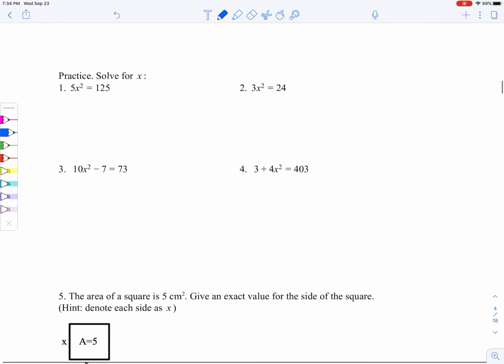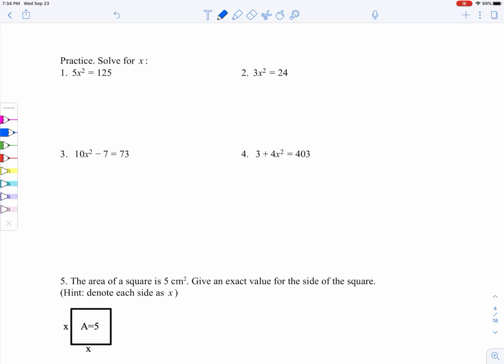So practicing solving for x. x squared is being multiplied by 5, so the first thing I'm going to do is divide by 5. When I do that, I get x squared equals 25. Now I'm going to take the square root of both sides. And when I do that, taking the square root of x squared, I'm going to get plus or minus, and the answer would be 5.